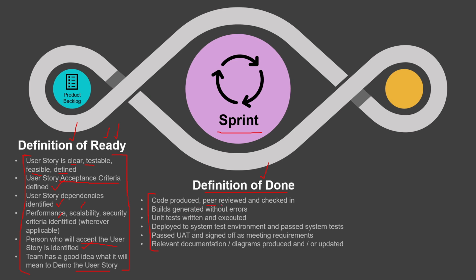So code is produced, it is peer-reviewed, it is checked in, builds are generated without errors, unit tests are written and executed, deployed to the system test environment. That means your user story or the functionality, the backlog item, is now deployed to the system test environment, and it has also passed the system tests. It has also passed UAT, user acceptance testing, and signed off as meeting requirements.